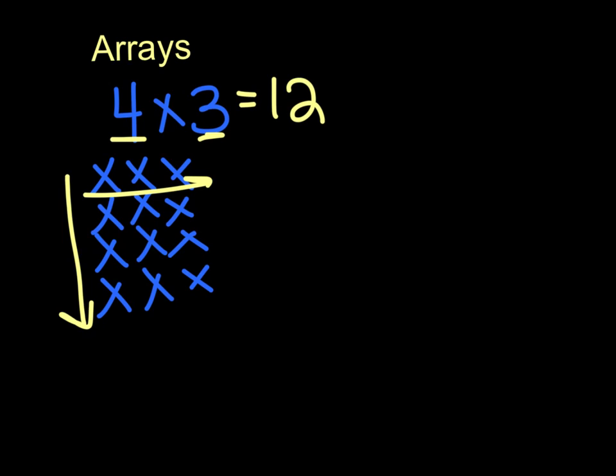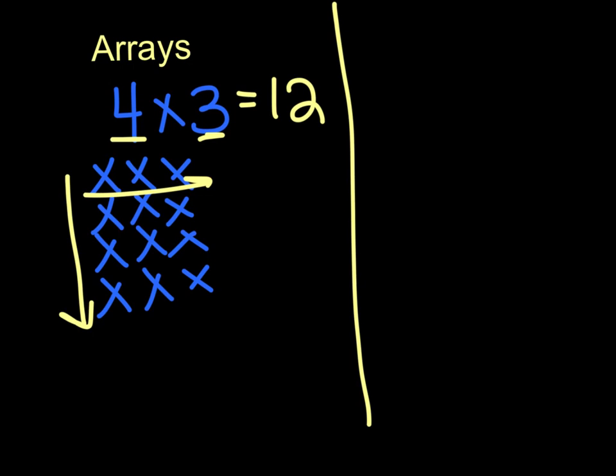Okay, now here's my challenge. Draw me the array that shows the commutative property of multiplication. So remember, commutative property says that I can switch the factors around and I'm still going to get the same answer. So see if you can show me the commutative property and draw the array that goes with it. Pause the video and then come back to check.